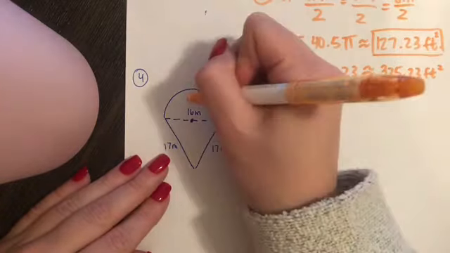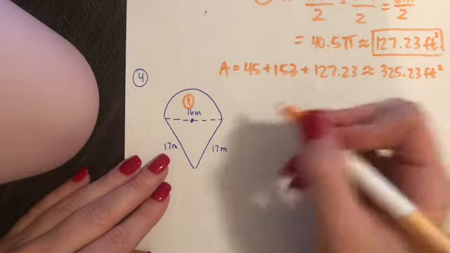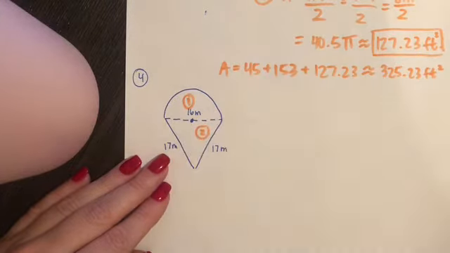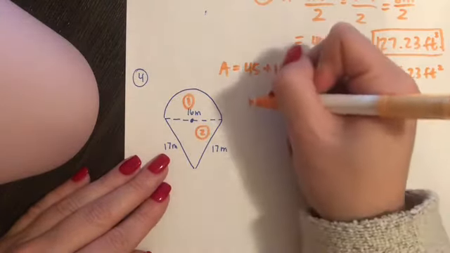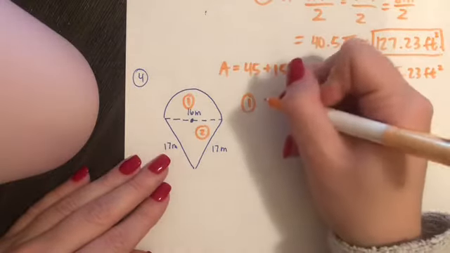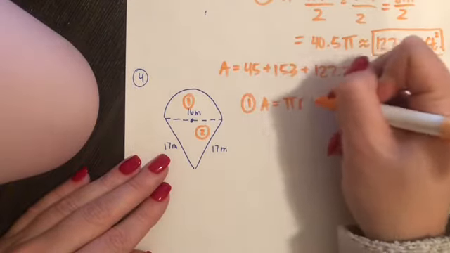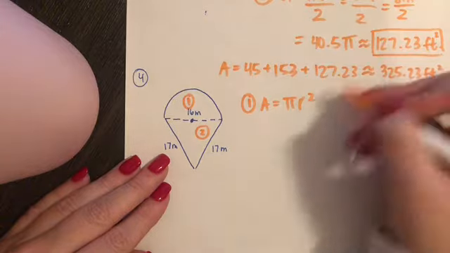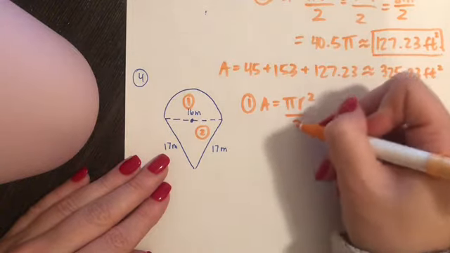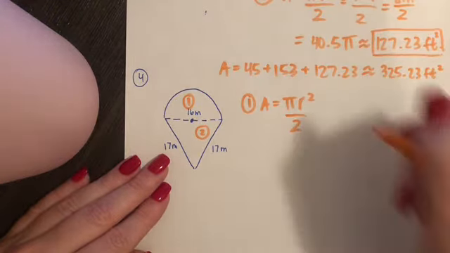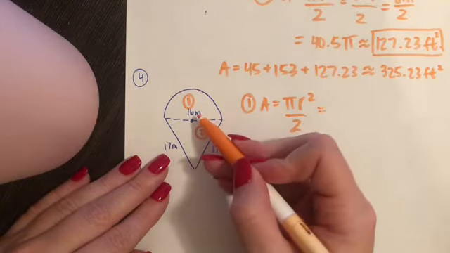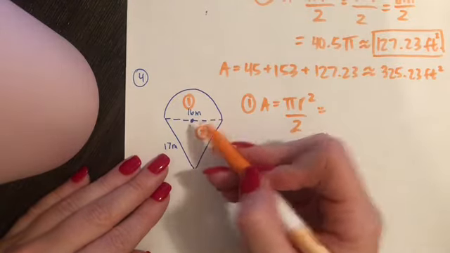With this one, it looks like we have a semicircle, and it also looks like we have a triangle. Let's start with finding the semicircle. Area equals pi r squared. And remember, that's the area for the whole circle. So for a semicircle, we're going to have to divide by 2. The diameter is 16, which means the radius is 8.